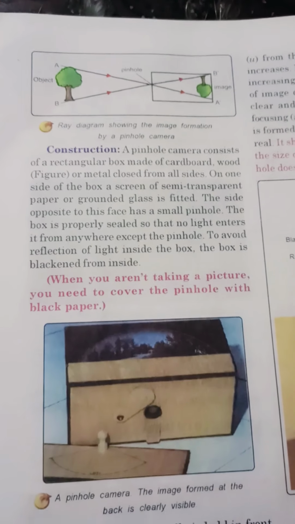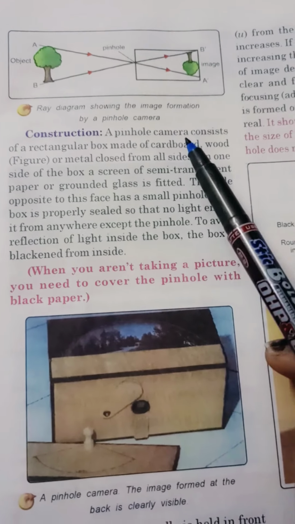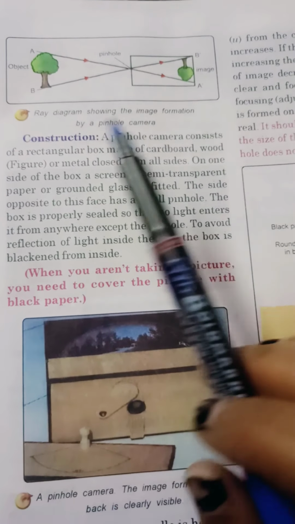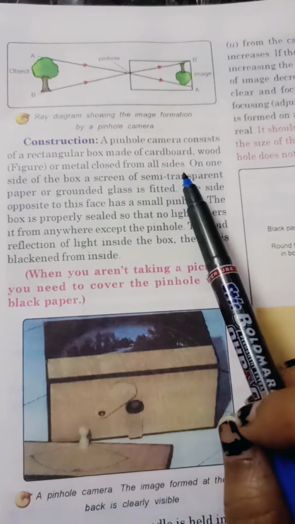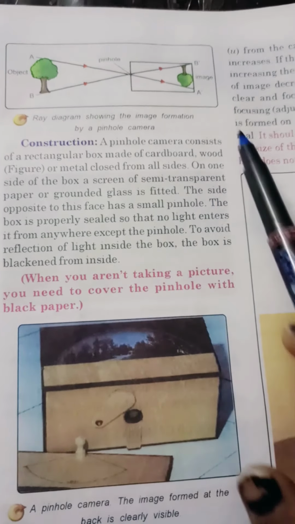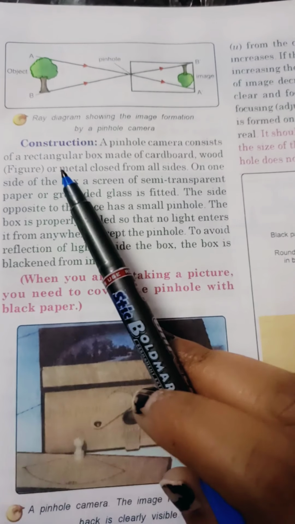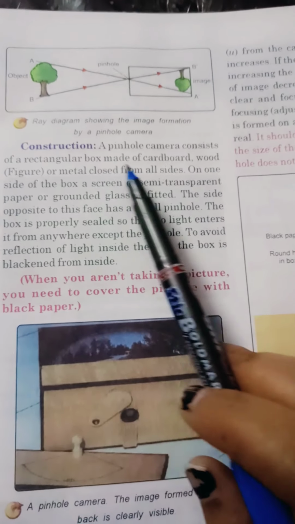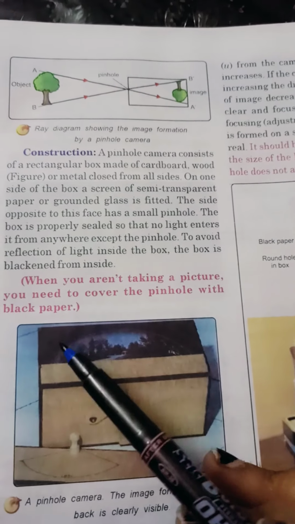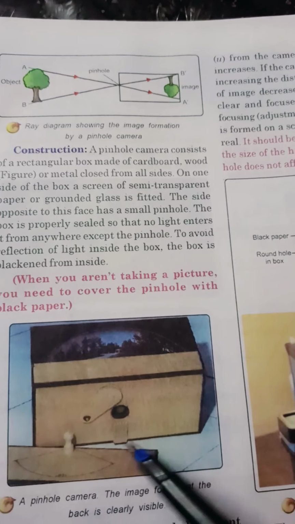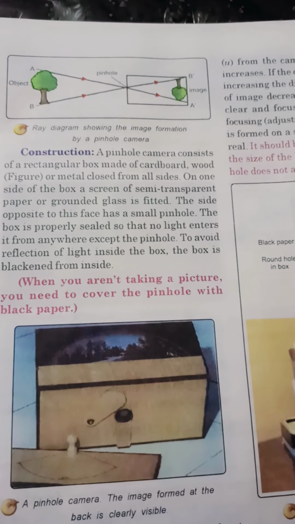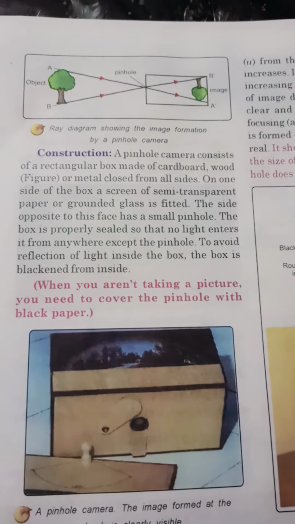Now let us see its construction. A pinhole camera consists of a rectangular box made up of cardboard or wood or metal closed from all sides. So just to construct a pinhole camera, we need to make a rectangular box, either of cardboard or wood or metal. But we need to make sure that all four sides are properly closed. Not even a little bit of hole or space should be left in between.